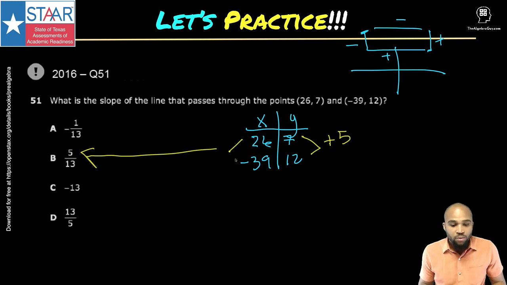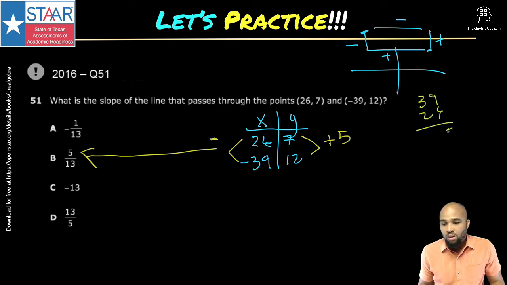So what about from 26 to negative 39? We're going down. So we're going down how much? So 26 to 39. So what's 39 plus 26? It's 65. Okay, see, this is already changing, right? Because that's a big number, and I noticed that 65, so this is 5 over negative 65.